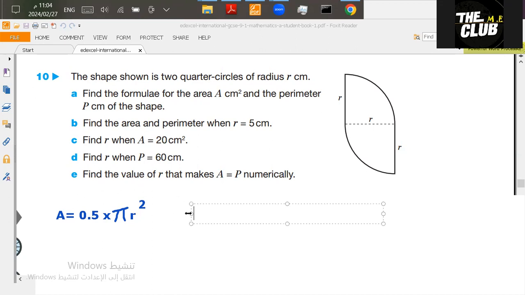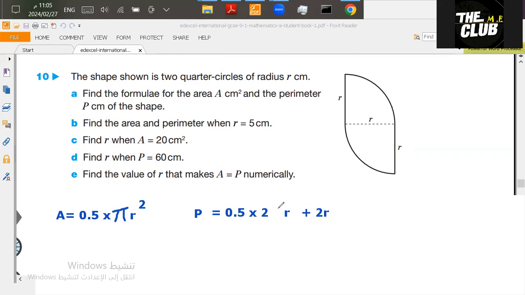Now for the perimeter, same idea. What I can see in the shape is one radius here and one radius here, so 2r. And we have the arc of the semicircle. Now, the arc of the semicircle, it means what? It means the perimeter of the whole circle multiplied by half. So 0.5 multiplied by 2 pi r. Okay, and then you add the 2r at the end, which is this r and this r. So we found the perimeter.